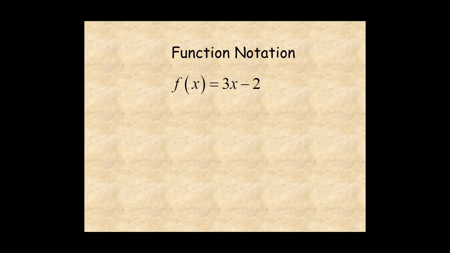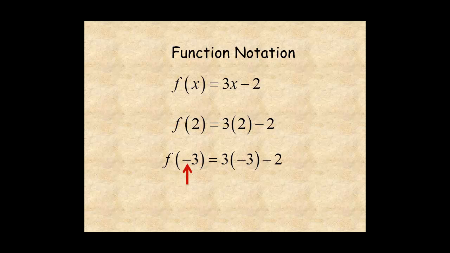So function notation is used to define a function where x is the input and 3x minus 2 is the output. For example, f of 2 is 3 times 2 minus 2. F of negative 3 is 3 times negative 3 minus 2. And f of a plus 1 is 3 times a plus 1 minus 2.